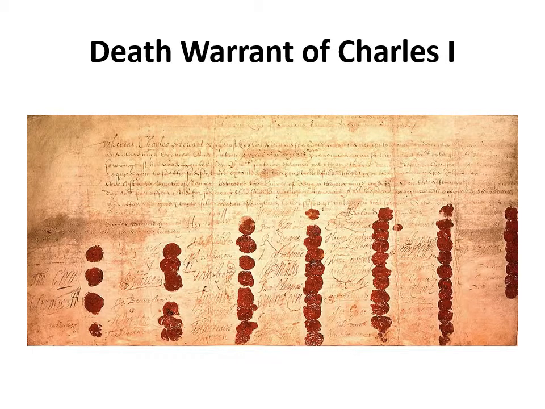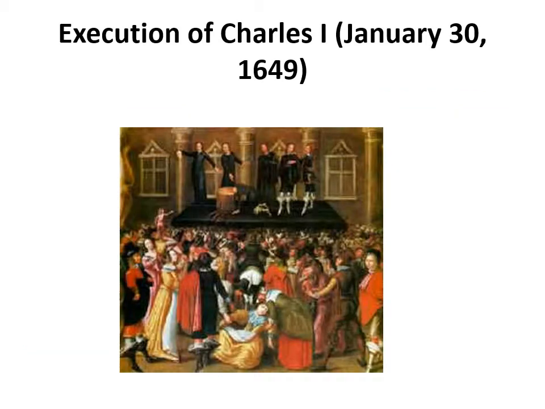Here you see the death warrant of Charles I. As I said, a trial was held, and there were 59 commissioners or judges, as well as 30-something other officials who sat in on the proceedings and made the decision. And here you see the wax seals of these commissioners charging Charles I with treason and sentencing him to death. Charles I was executed on January 30th of 1649.